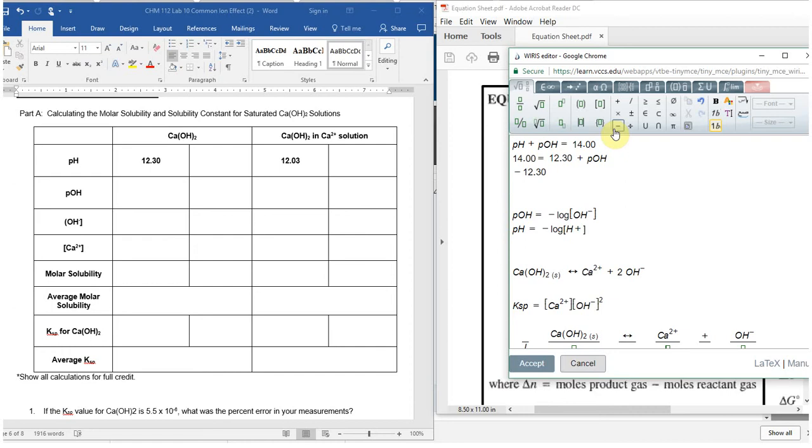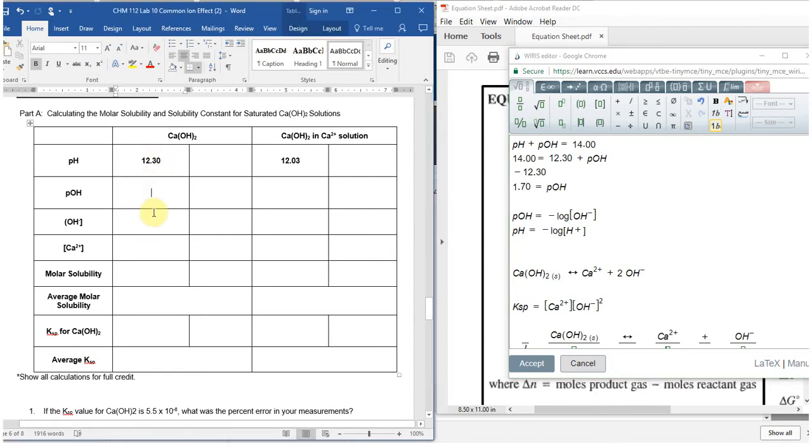And just to make sure we're not messing anything up, because why make a silly mistake? You end up getting 1.70 is equal to pOH in this instance. Again, guys, this data came from old pH meters, so make sure that your values are totally appropriate here. So taking into account sig figs, when I subtract, I go to the fewest decimal spaces, so this is 1.70.